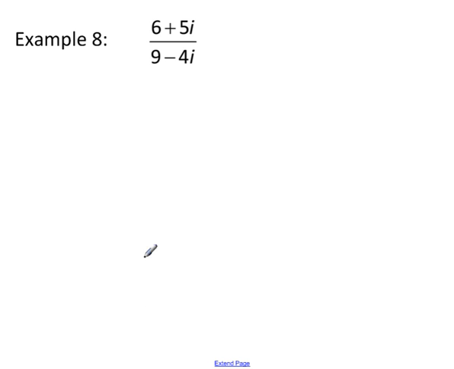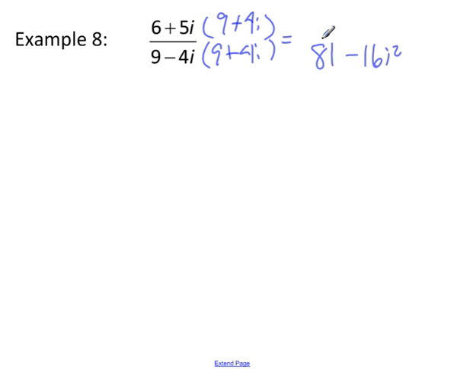Alright, last one I'm going to look at with you guys here. Again, we need to multiply by our conjugate. What's that conjugate going to be? It's 9 plus 4i. Now my bottom becomes the easy one here. 9 times 9 is 81, and 4 times 4 gives me 16i squared. The top is going to be my tricky part, and I'm going to do a little box method off to the side.